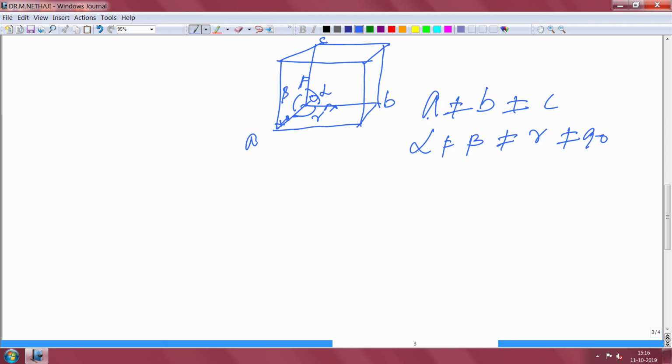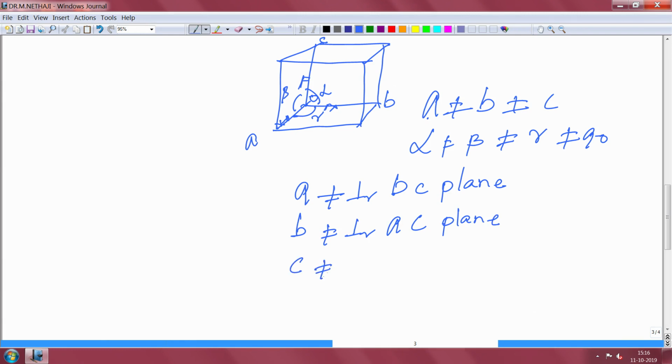Now, the angles alpha, beta, gamma are not equal to 90. When you look into this, the axis A is not perpendicular to the BC plane. In the same way, B is not perpendicular to the AC plane, and C is not perpendicular to the AB plane. Now, to define the volume in this case, we need 6 independent parameters.